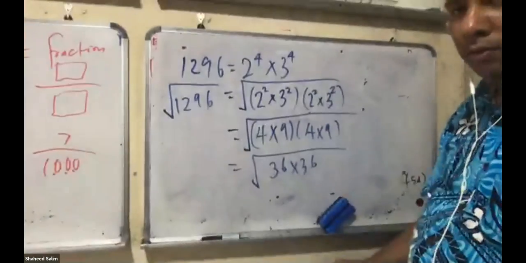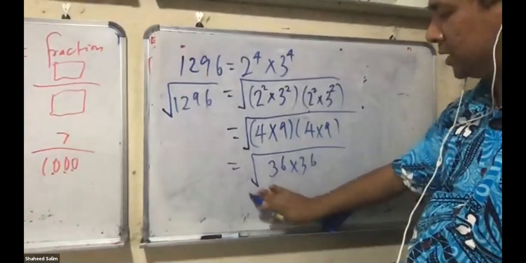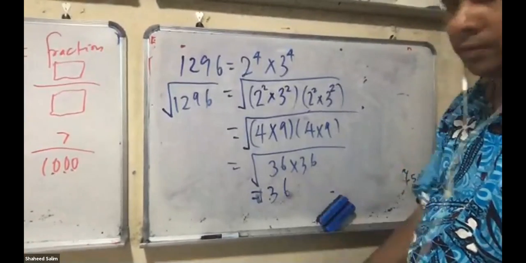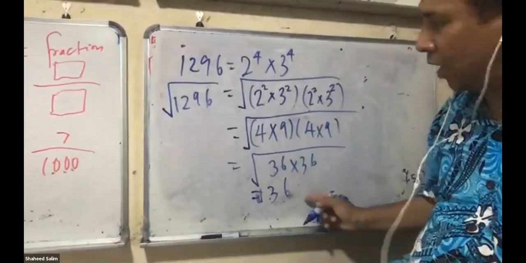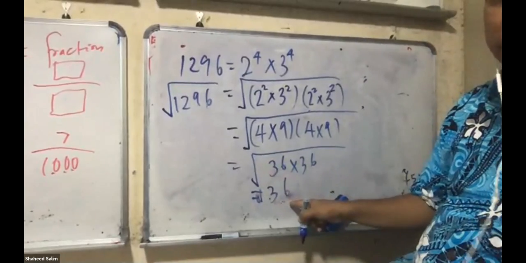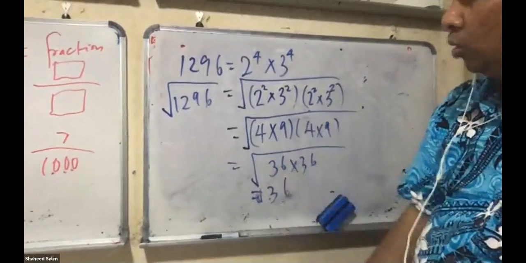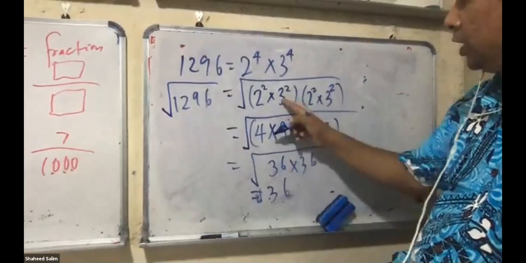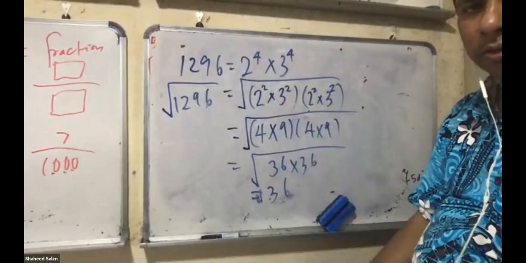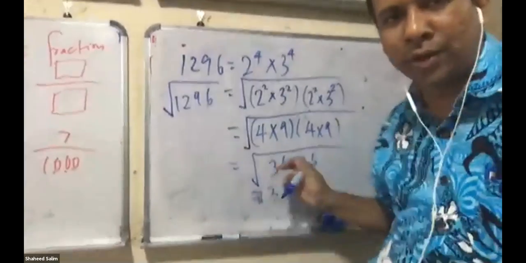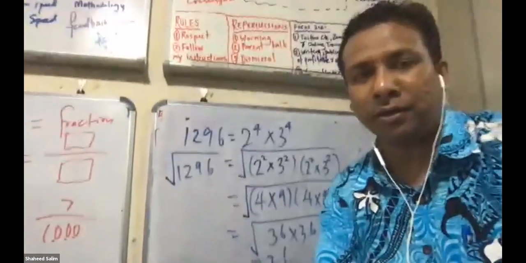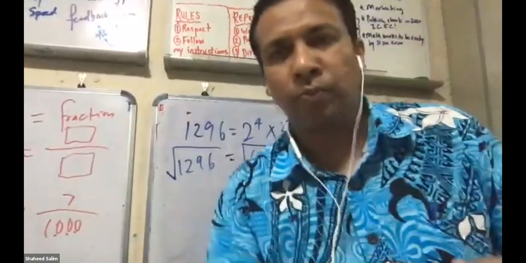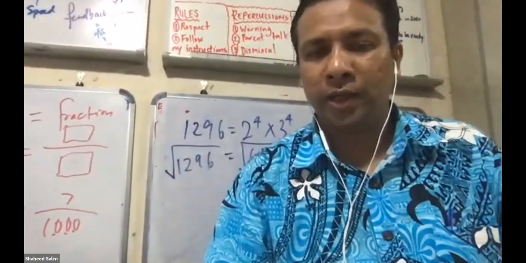So now, what's the square root? The square root is just 36, because square root means what number times itself gives you that number. If it's a cube root, you must put it into 3 groups. Are you okay? Have you done this sort of question before? Yes, you have, right? Okay, now we move on to the next one.